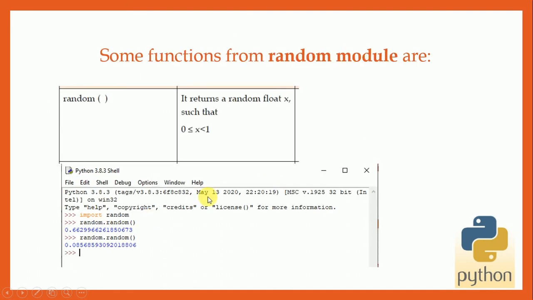Let's see some functions from the random module. Random numbers means we are randomly taking some numbers. It is not definite that this number will come or that number will come. It will be in a random manner. First one, the random function. It returns a random float x between 0 and 1. We'll check what random numbers we obtain. First of all, we are importing random. Then random.random. This is the module name and this is the function name. So first we got 0.662 something, and then the second time we got another number between 0 and 1.